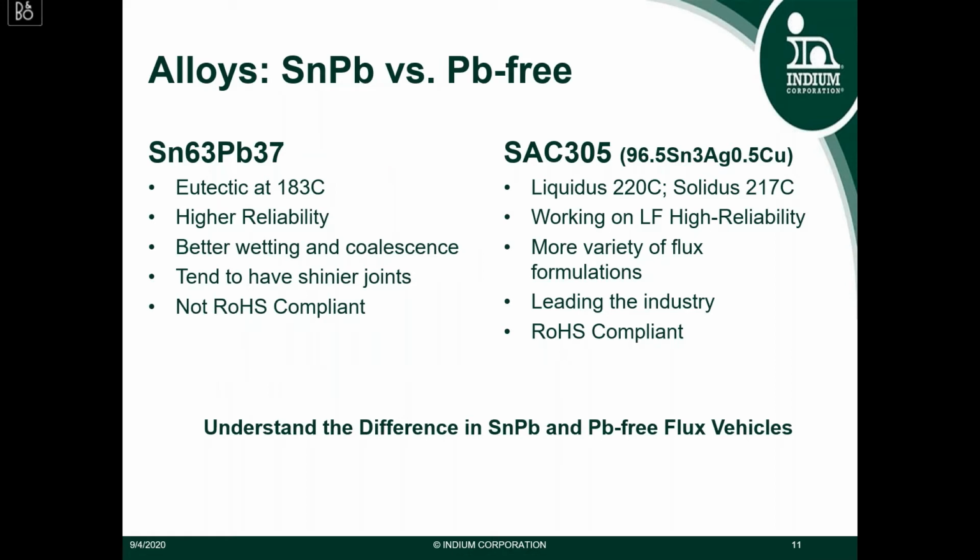Moving forward with talking about the alloys, the two most common solder alloys in the industry are SN63, that's a short name for an alloy that has 63% tin and 37% lead, and the lead-free alternative, which is commonly known as SAC305. This has a composition of 96.5% tin, 3% silver, and 0.5% copper.